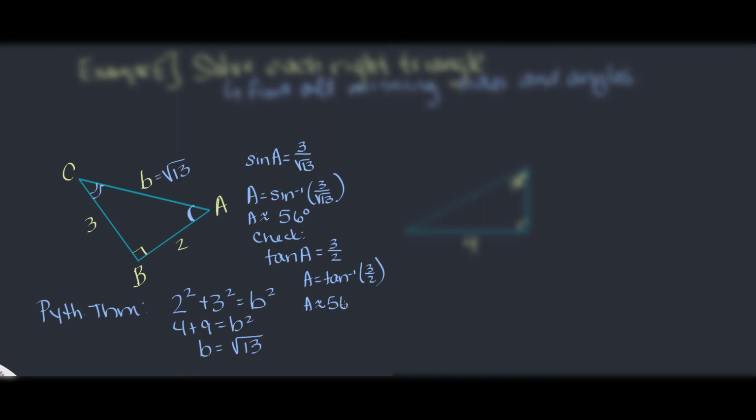You do not have to do this more than once. I was just showing an example that you can use really any of the ratios. We could have used cosine as well, and then do inverse cosine of 2 over root 13. We'll still get that 56 degrees.